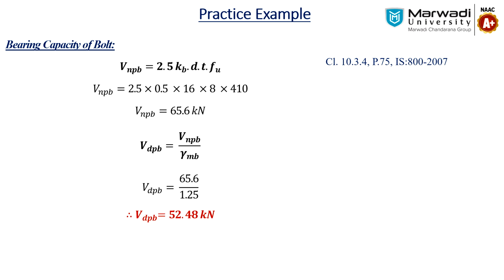Now we have found the shear and bearing capacity. Generally a bolt will try to fail in shear only, and that's why we are not finding the tension capacity here, because the tension capacity or tensile strength will anyway be more compared to the shear and bearing. So we have to find out the bolt value.